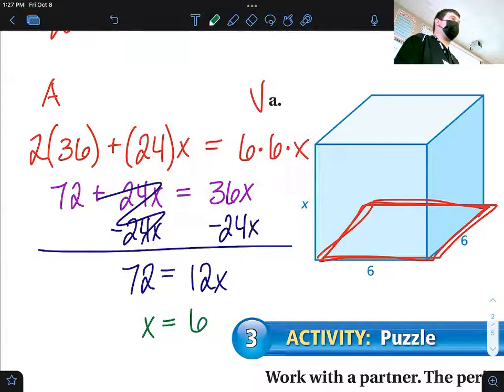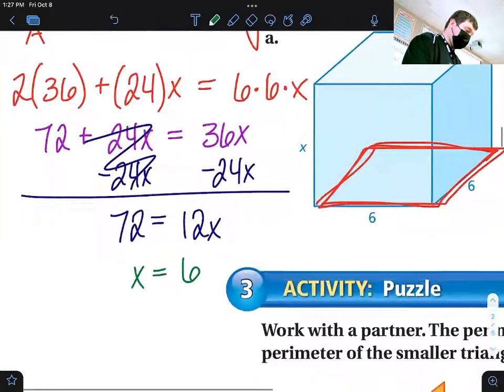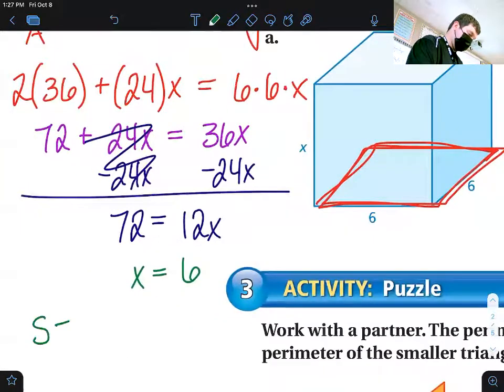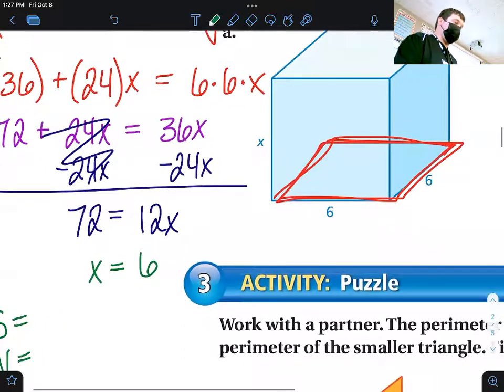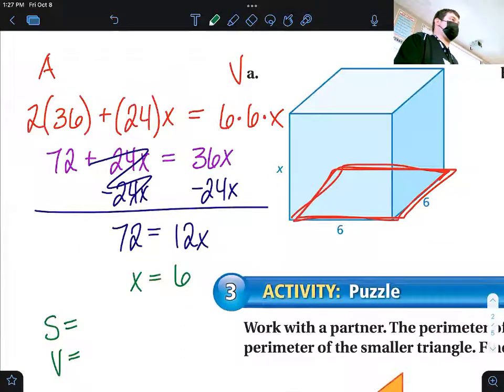So was it a cube? It was a cube, wasn't it? Good to know. Okay, now we need to plug in so we can find its surface area and its volume. Well, if it's a cube, you know that the volume is going to be 6 times 6 times 6. So what's that? What's 6 cubed? Connor?